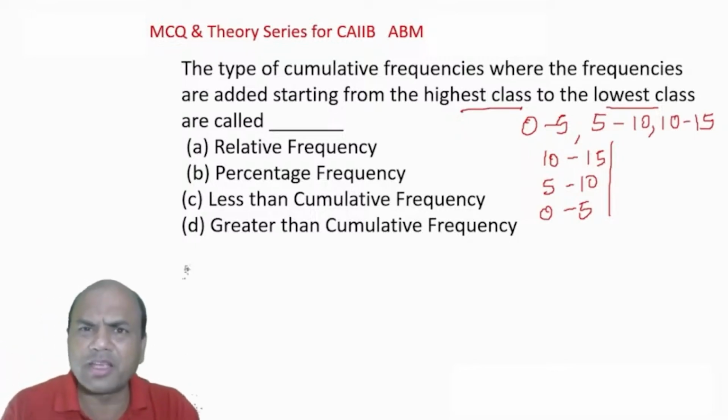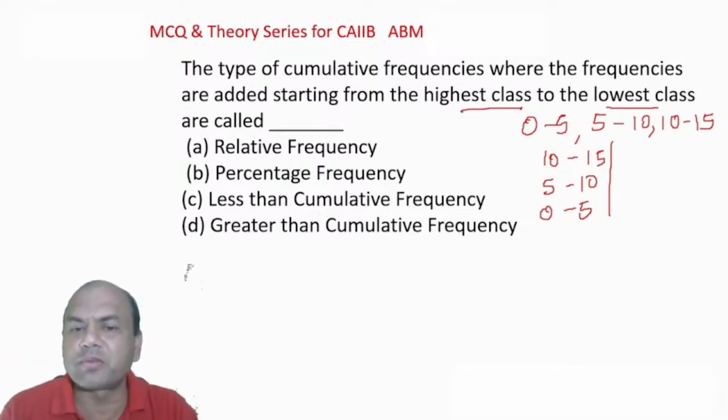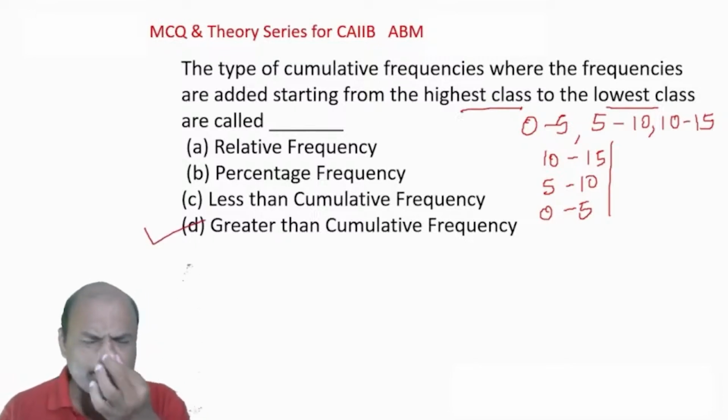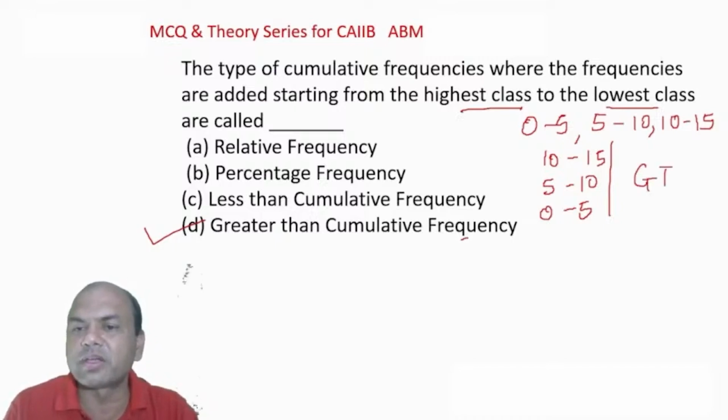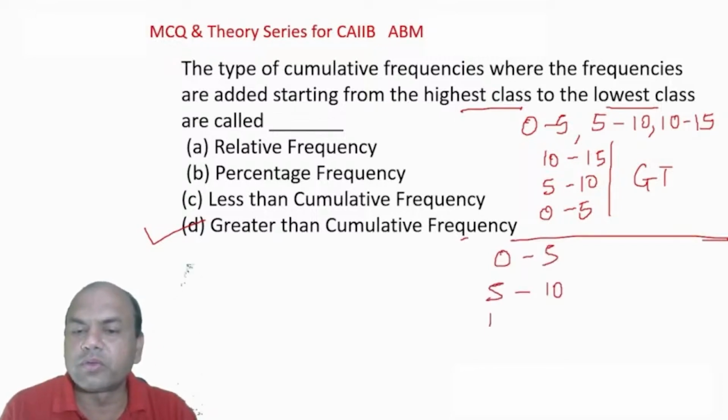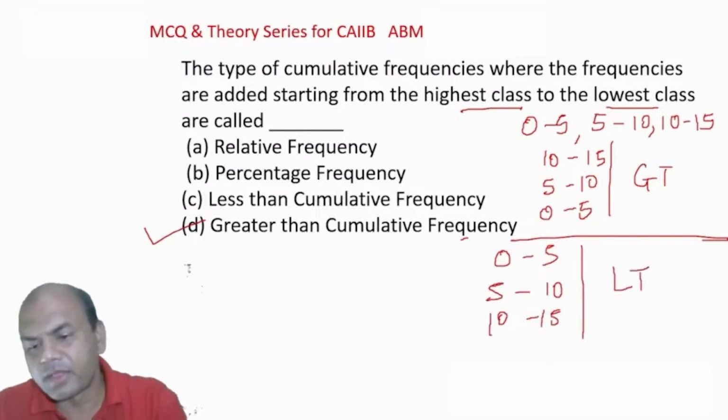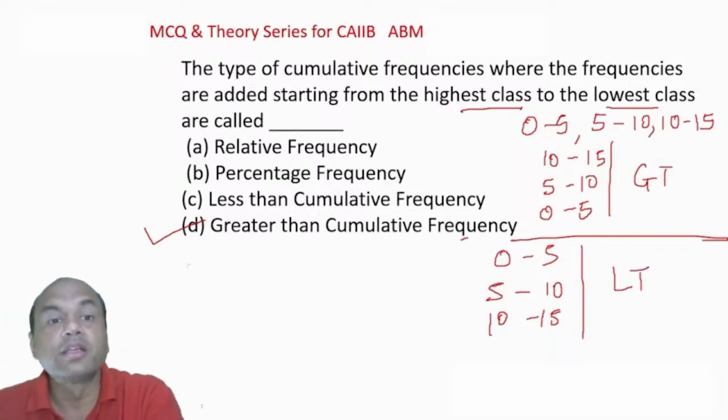The name itself is enough. Where is it starting from? It is starting from the highest one, so that's why it is greater than. If you are arranging it this way, this is greater than, GT. And if I arrange it like this, 0 to 5, 5 to 10, 10 to 15, then I get less than, LT. Got it clear? Next one.